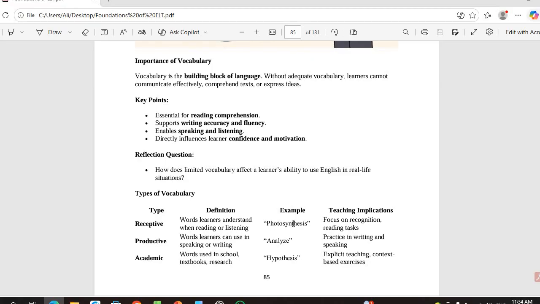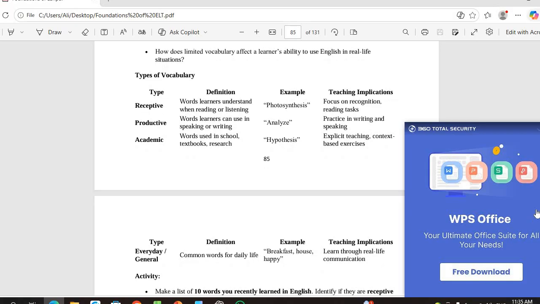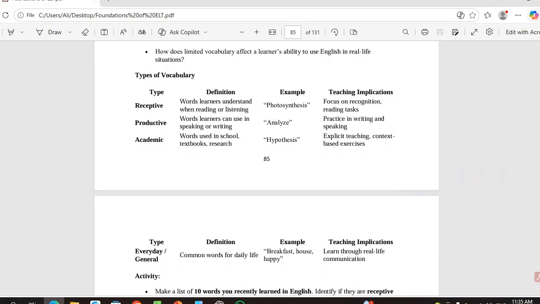Like photosynthesis, focuses on recognition, reading task. Productive words learners can use in speaking or writing, like analyze, practice in writing and speaking. Academic words used in school textbooks and research. So we have receptive, what you receive, what you get; productive, what you use; academic, what you use in your academic context or setting. Everyday general English words. These are 4 types of vocabulary.